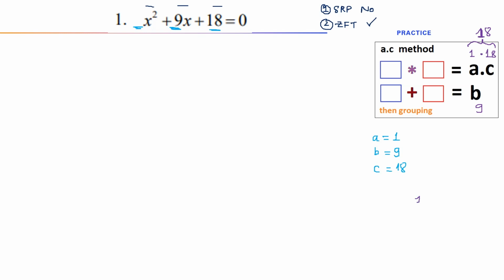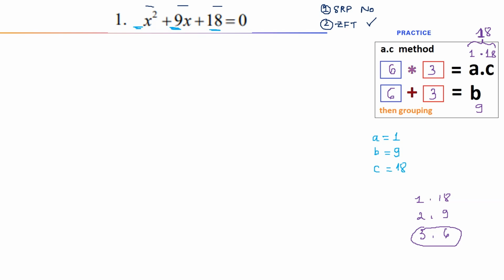We can list it, right? 1 and 18, 2 and 9, 3 and 6. Of course, 1 and 18 does not add up to 9. 2 and 9 is 11, right? Only the sum of 3 and 6 works. That works, right? So now we have to rewrite the trinomial from 3 terms into 4 terms.